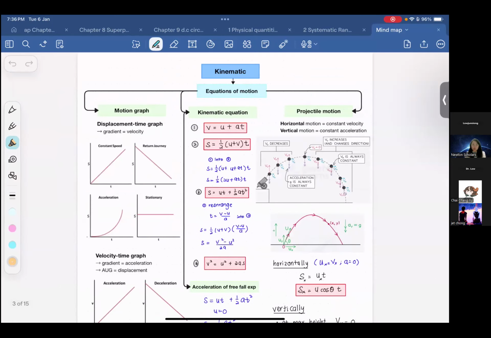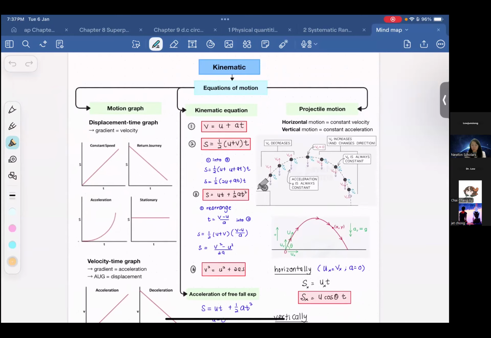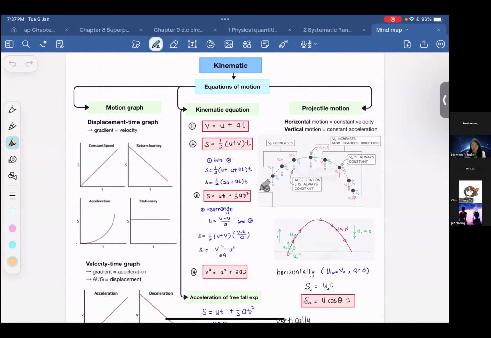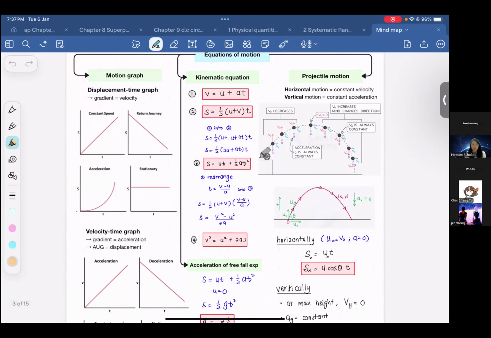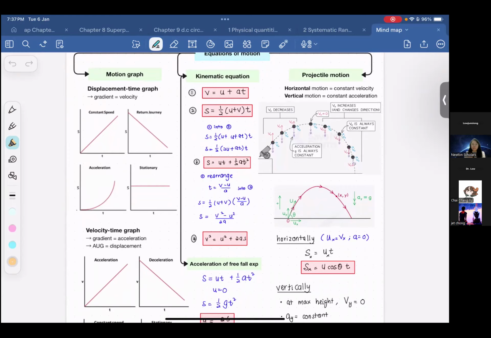Then chapter 2, we will learn about kinematics. This is to learn about motion, so we will learn about motion graphs. Then we will learn about the kinematic equations. We need to know how to do derivations, how we get these four equations in A level. There is a lot of deriving.